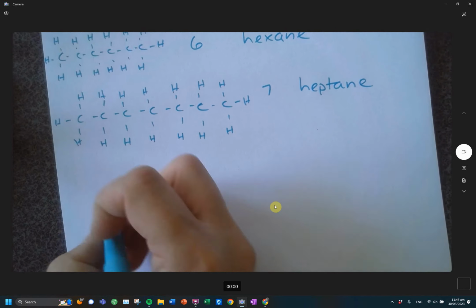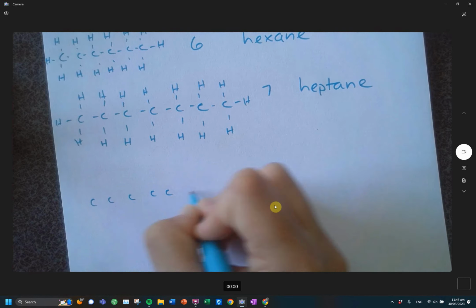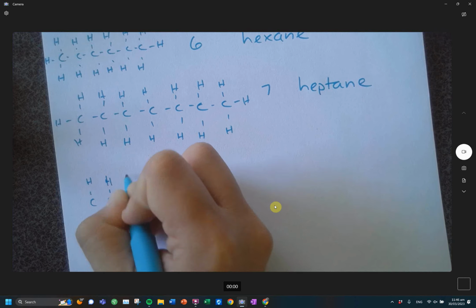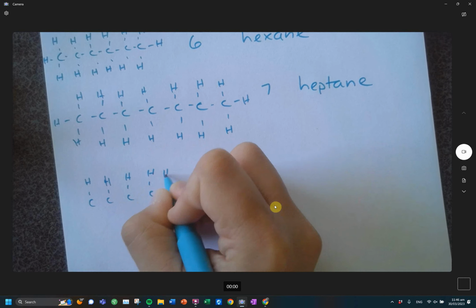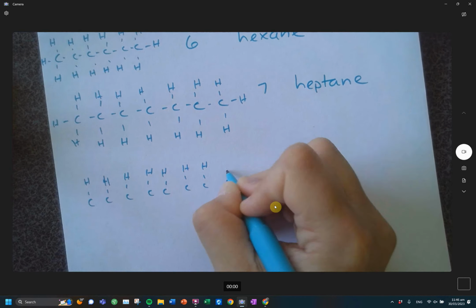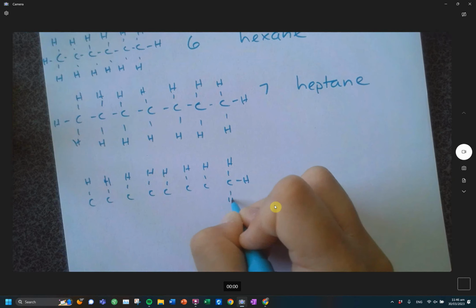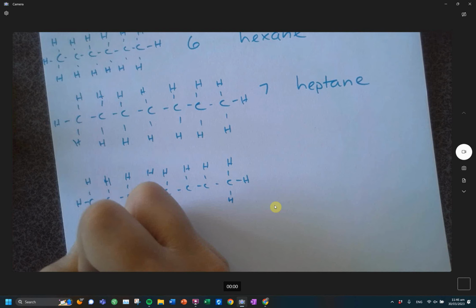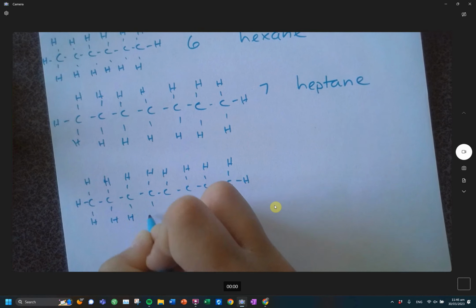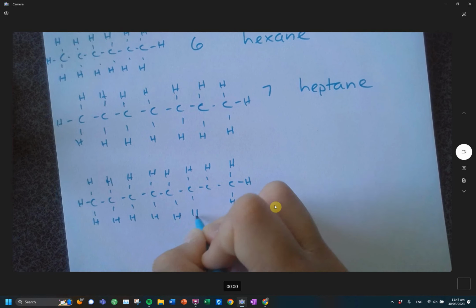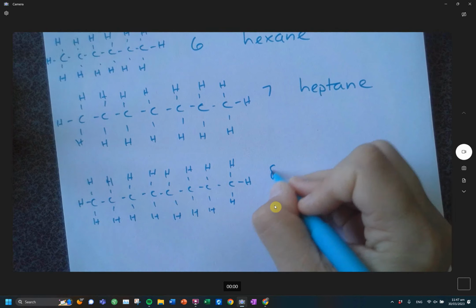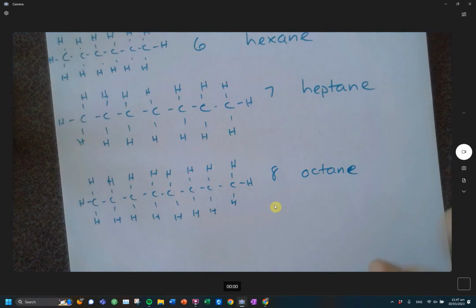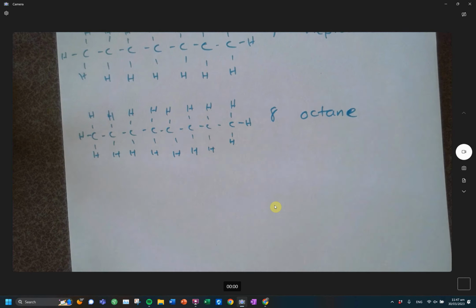All right. Now I'm getting longer. Now I'm getting to 8. 1, 2, 3, 4, 5, 6, 7, 8. Starting to get squished in now. What do you think 8 is? Octane. I'm only going to go up to 10. You won't be going up past 10. My hands are hurting.